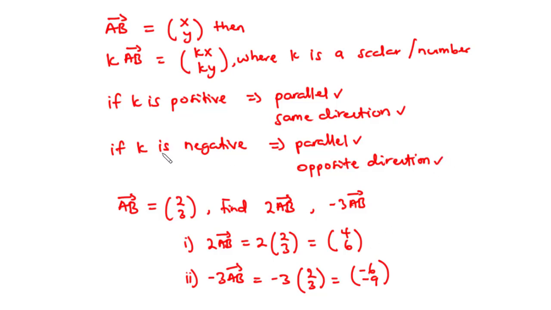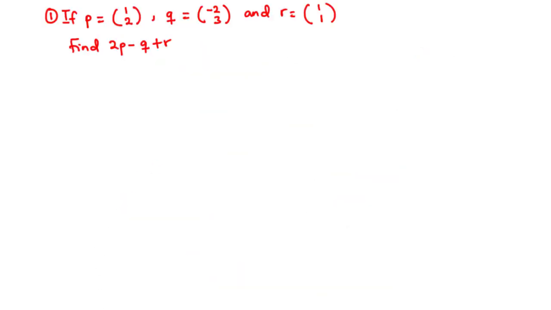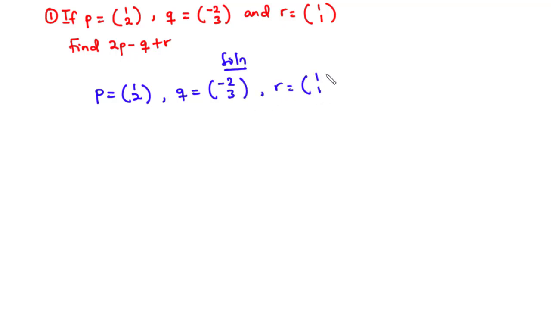Now let's take an example on how to multiply a vector by a scalar. So for example 1, if vector P is (1, 2), vector Q is (negative 2, 3), and vector R is (1, 1), find 2P minus Q plus R. So this is a very simple problem. Let's find the vector 2P minus Q plus R. So we have P to be (1, 2), Q to be (negative 2, 3), and R to be (1, 1).